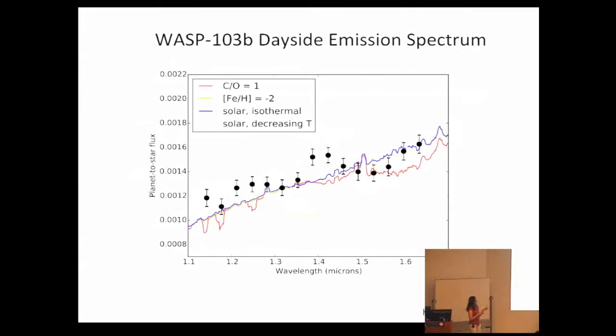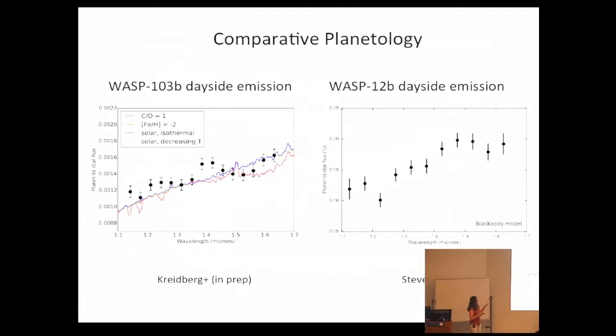So here's WASP-103, here's WASP-12. And what I hope to be able to do this summer is compare the thermal structure of WASP-103's atmosphere and use that to predict what the temperature pressure profile should be for WASP-12 to see whether we can start to reconcile the disagreement in the results between the transmission spectrum and the dayside emission spectrum for this planet.